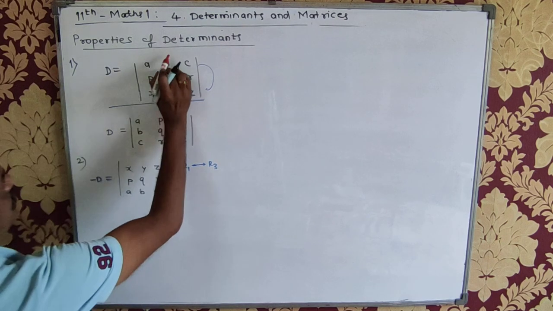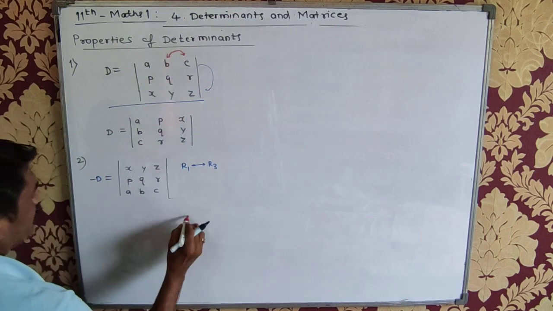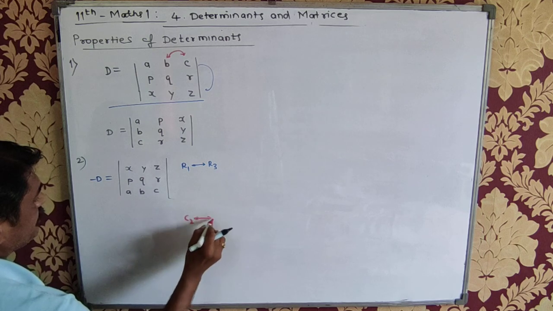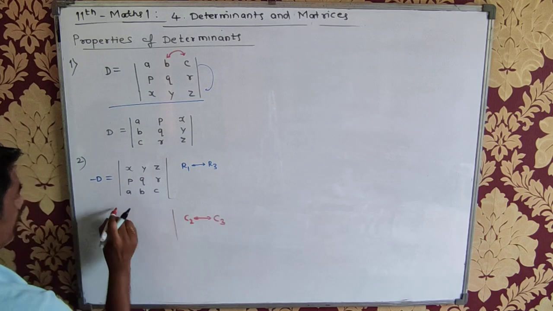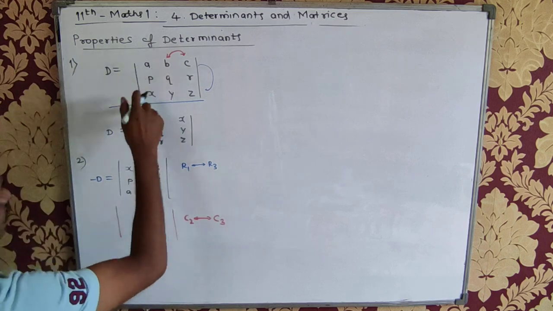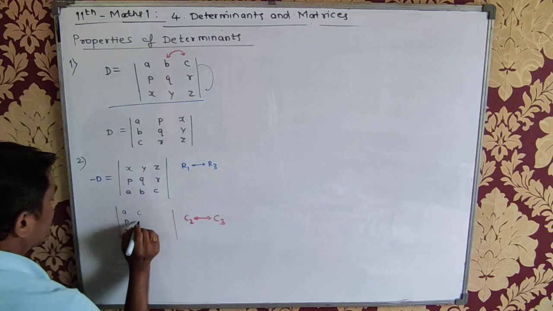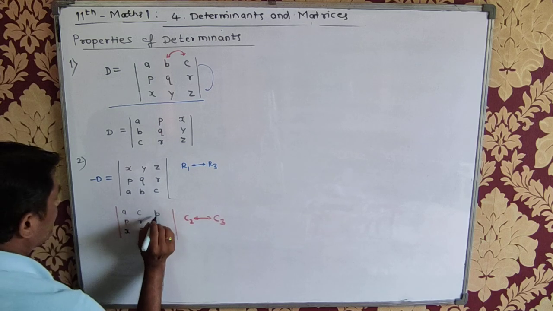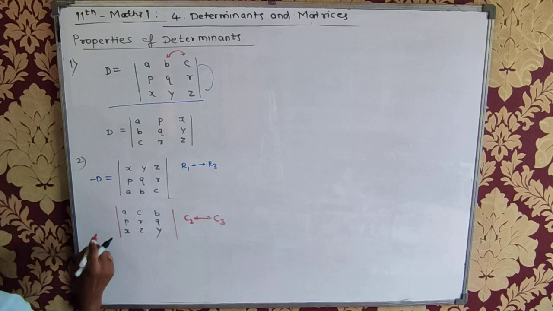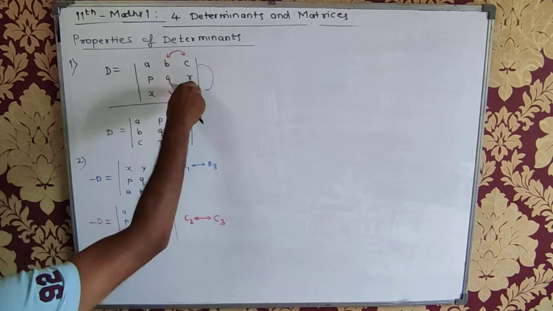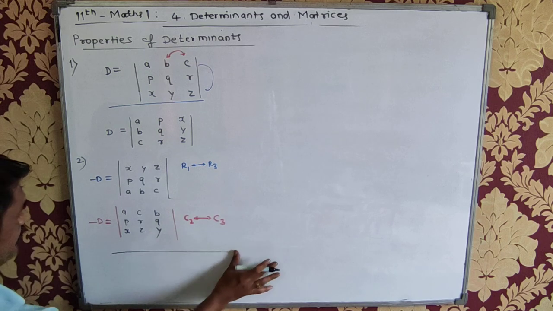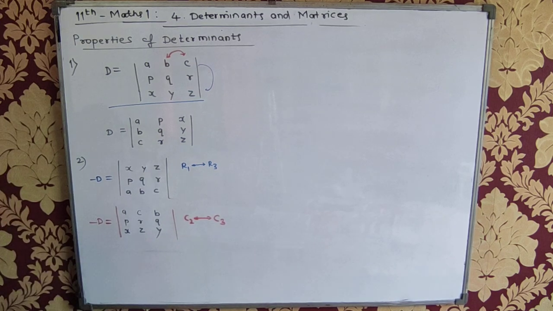If I interchange the second and third column, C2 with C3, what will it become? A P X, C R Z, and D Q Y. The value of determinant will in this case again be minus D. So if I interchange any two rows or any two columns, the value of determinant will change only in the sign.